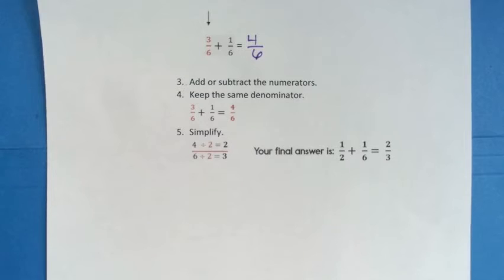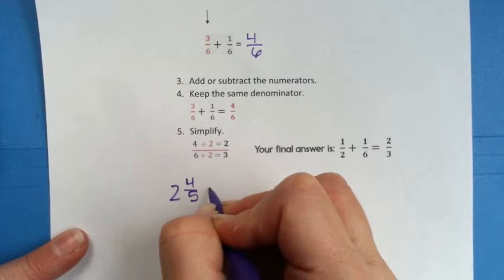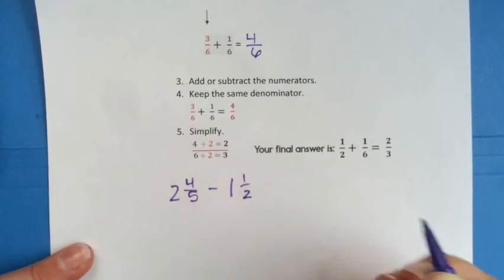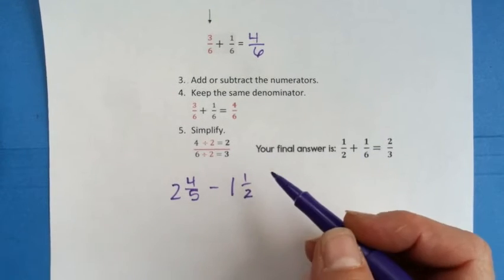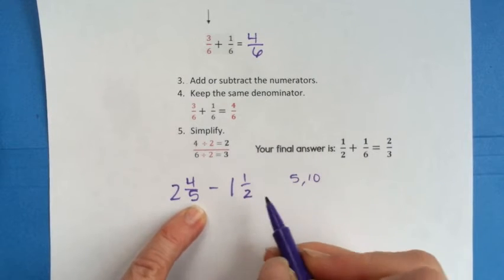A little more, slightly more complicated when it's a mixed number, but not that much more. I'm going to do a mixed number subtraction problem for you. So let's do 2 4/5 minus 1 1/2. So first step is to think of the multiples. I start with the multiples of 5. Okay, so I know it's 5 and 10. I'm going to stop there.